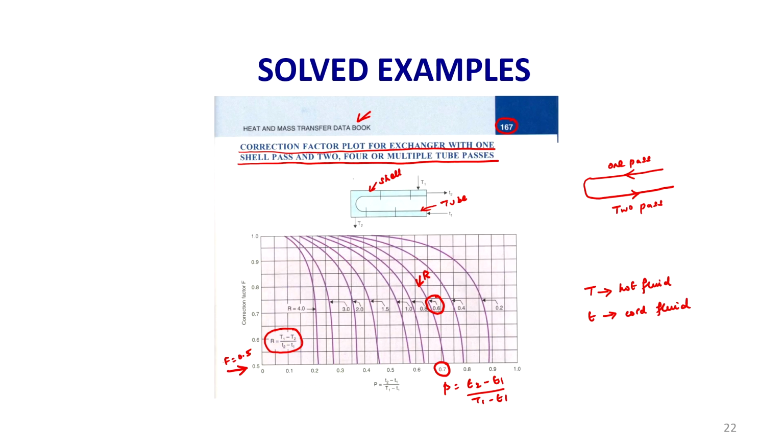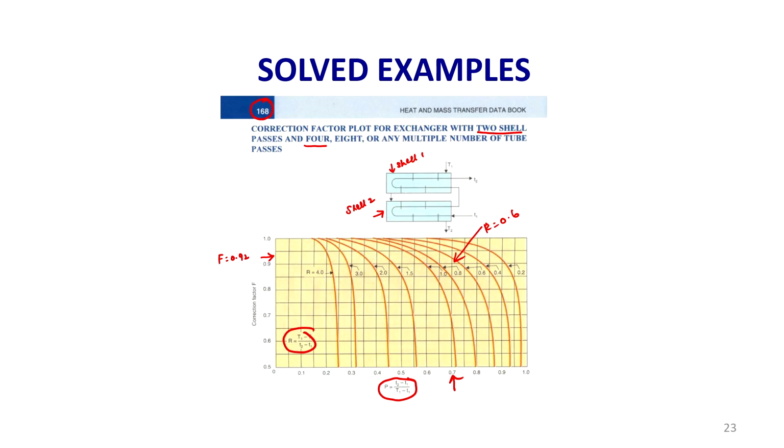These page numbers are different, and I have marked that also, and this is the HMT data book. Again, let me emphasize, it is the 9th edition published by the authors C.P. Kothandaraman and Subramanian.